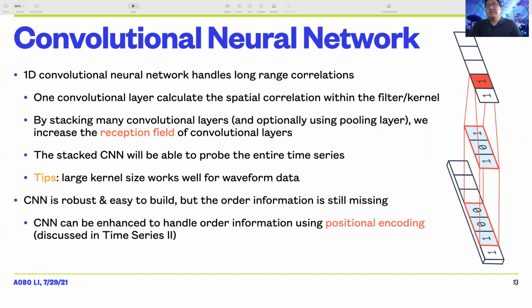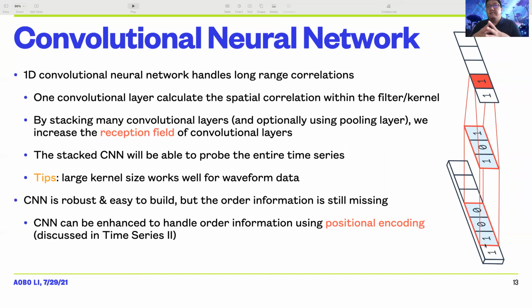Another approach is to use a convolutional neural network. A 1D convolutional neural network handles long-range correlations well. Remember, we talked about this concept in the last modules. One convolutional layer calculates the spatial correlation within the filter range. It uses the filter to go through the entire image, or in this case the entire time series, and the correlation among the values within the filter is captured.